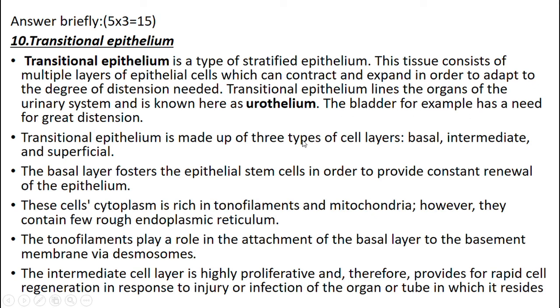Transitional epithelium is made up of three types of cells, that is basal, intermediate and superficial. The basal layer harbors epithelial stem cells in order to provide constant renewal of the epithelium. These cells' cytoplasm is rich in tonofilaments and mitochondria. Tonofilaments play a role in attachment of the basal layer to the basement membrane via desmosomes. The intermediate cell layer is highly proliferative and therefore provides for rapid cell regeneration in response to injury or infection.